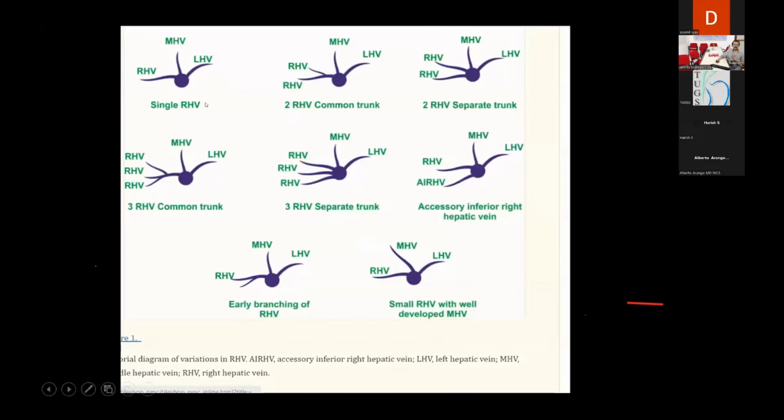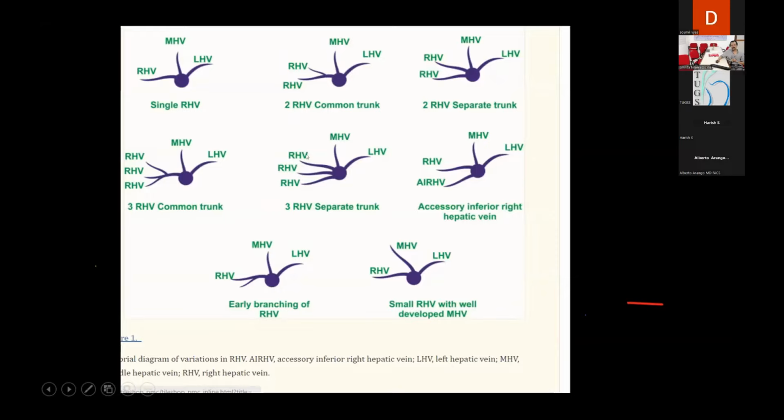Now, there are different variations of the venous drainage also. The normal anatomy is the right hepatic vein drains into the inferior vena cava. The middle and left hepatic veins in 15 to 30% drain separately. You can have an accessory inferior right hepatic vein. So again, during a donor surgery, all this becomes very important.